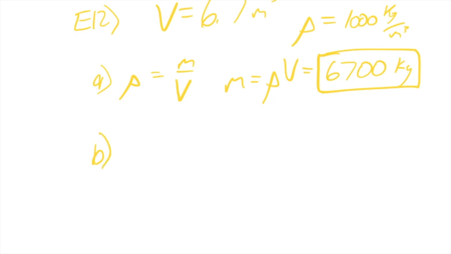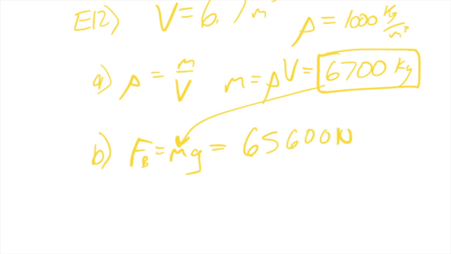Part B asks, what is the buoyant force acting on the boat? Well, the buoyant force equals the weight of the fluid displaced. So weight is equal to m times g. The mass of the fluid displaced is 6,700. g is the acceleration due to gravity, which is 9.8. So we get 6,700 kilograms multiplied by 9.8 meters per second squared, and we get 65,600 newtons of buoyant force.